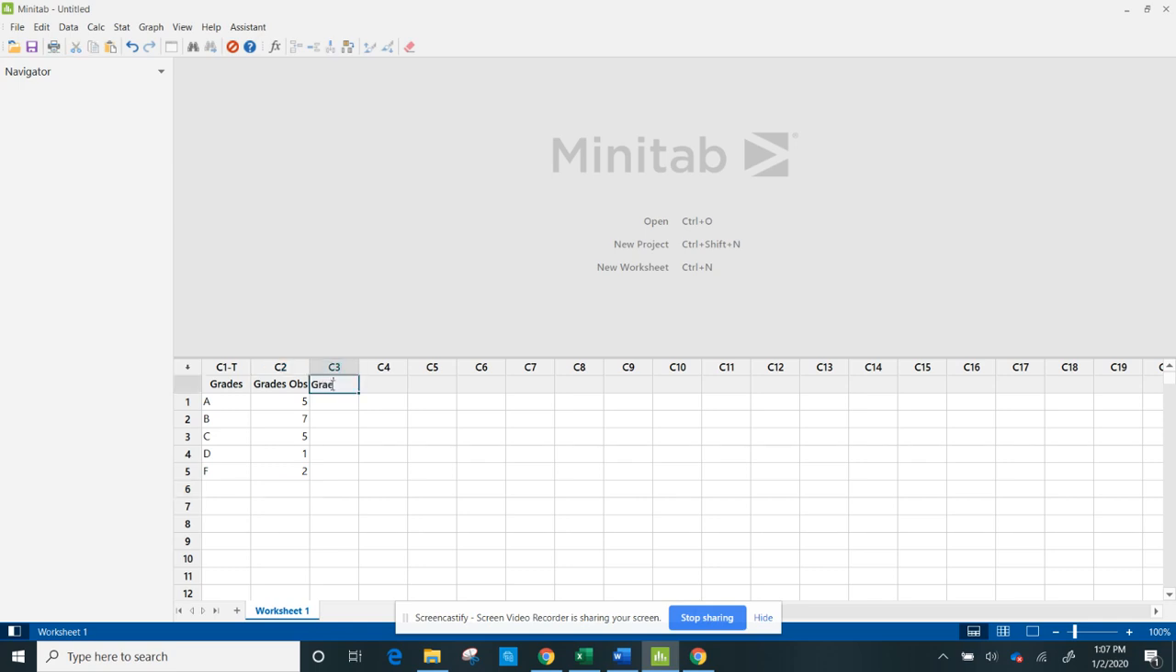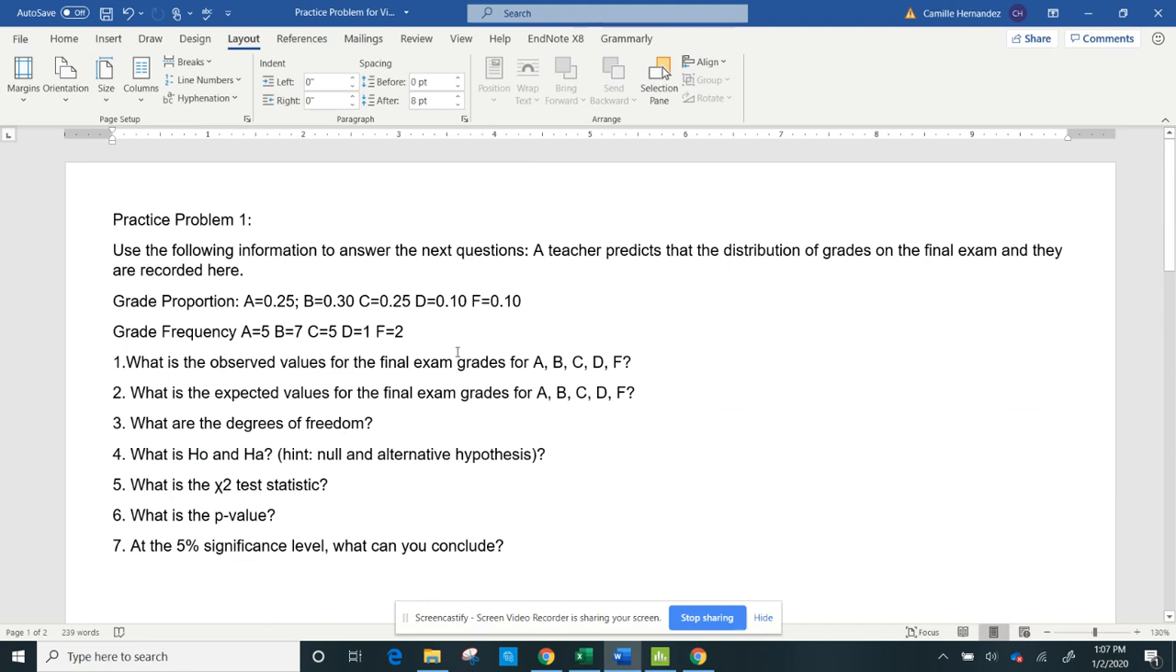Now I want to do my grades expected. And remember, these are proportions, so I'm just going to put the proportions in. So that I have everything I need, I have everything I got from the problem, and I'm ready to go. I've got grades, grade observations, and grade expected. If I go back to here, I can do the observed because the observed grades are here. I'm just going to copy and paste them. The expected is different because they give me proportions, so I need to solve for these values, right? And you can see here, I'm just putting words in there that I need to solve for the values.